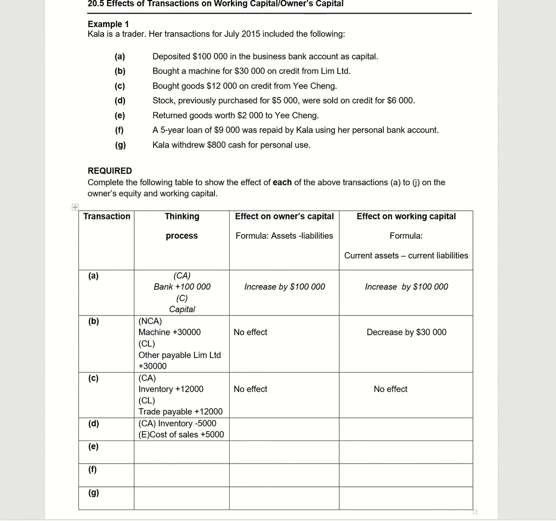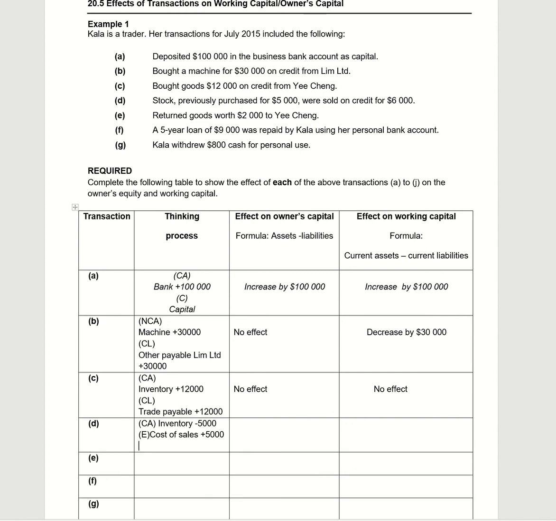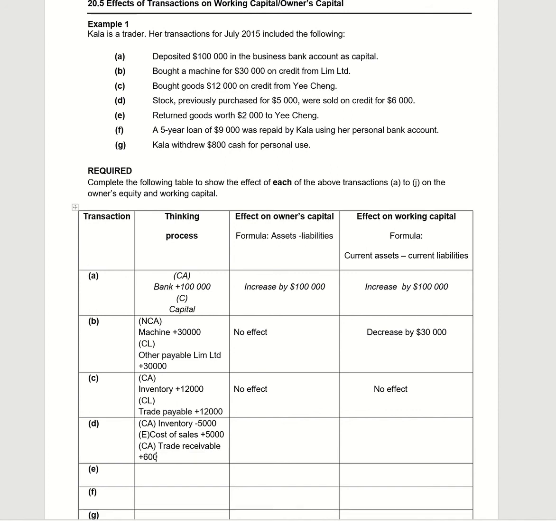And inventory that's sold on credit. What does sold on credit mean? You actually sell to the customer, but you have not received the money yet. So we will have a current asset. Usually we call it trade receivable. Trade receivable, how much are we selling to our customer? For 6,000. And you write it as plus 6,000 because the customer owes me more money than before.